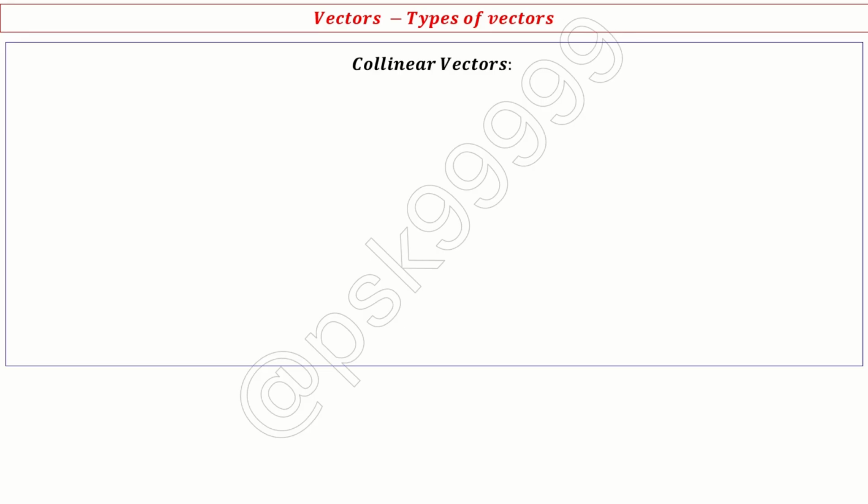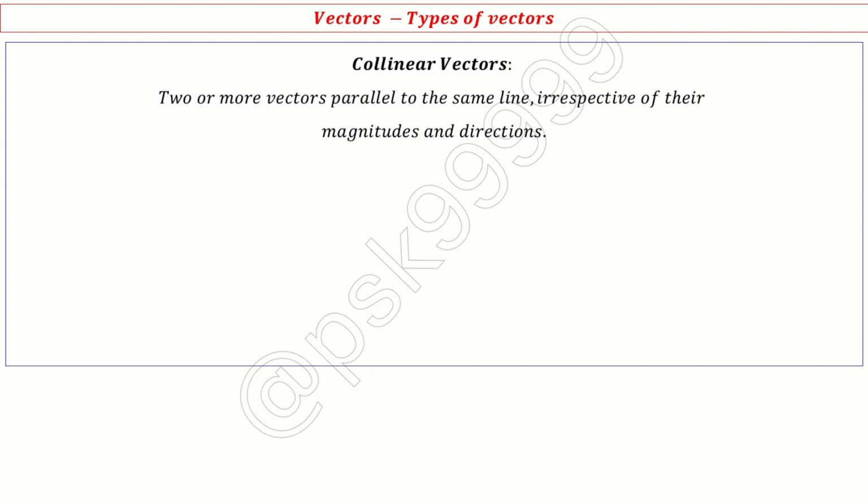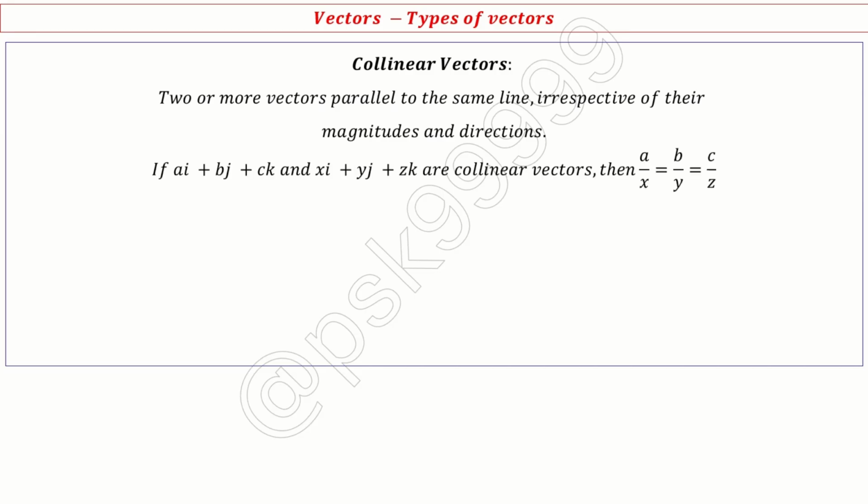Types of vectors, still continuing. Collinear vectors. Collinear means they are in the same line, correct? In the case of vectors, they need not be in the same line, but they can be parallel also. Even parallel vectors, you can call them collinear. Two or more vectors parallel to the same line, irrespective of their magnitudes and directions, are called collinear vectors. Magnitude is not important, direction also not important.